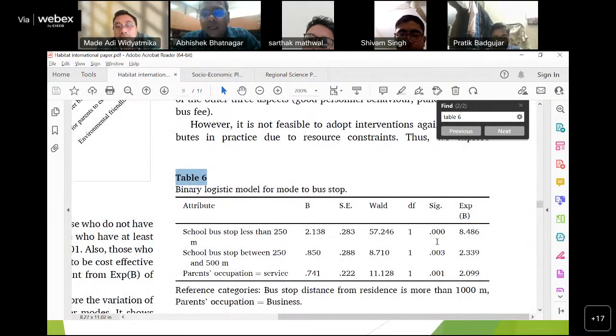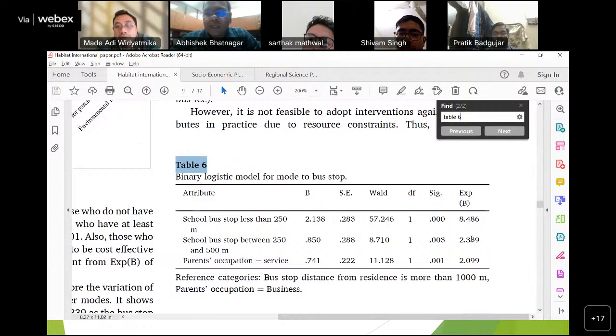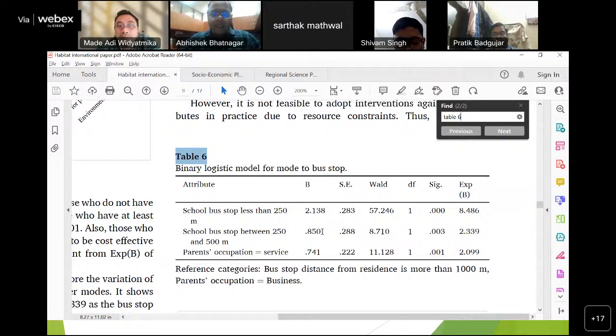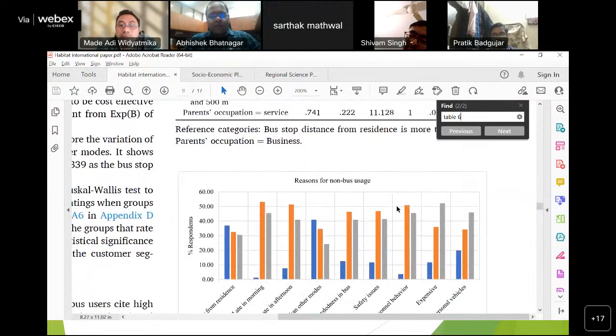For these 2 results, this decreases quite significantly. I didn't explain the parent occupation because this is quite clear. If it is service, then the exponential beta value is this. There is not any significant thing that I'm bringing out from this. So avoid redundancy, only highlight the key results, because there is a sharp dip. If there is a sharp dip or sharp increase, that you can highlight. That is what I mean by redundancy.